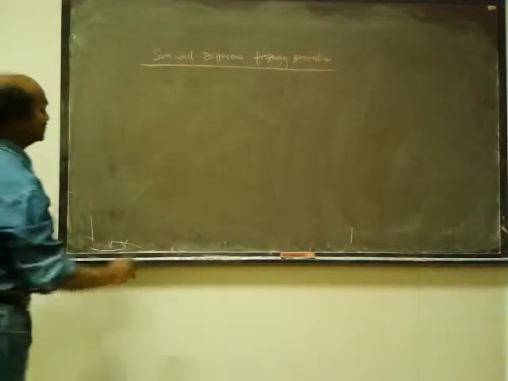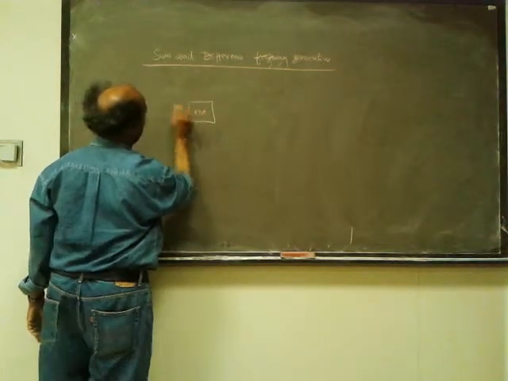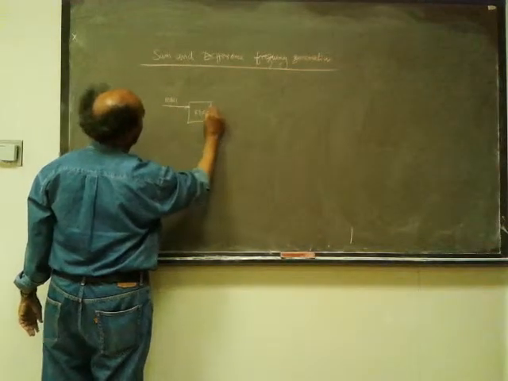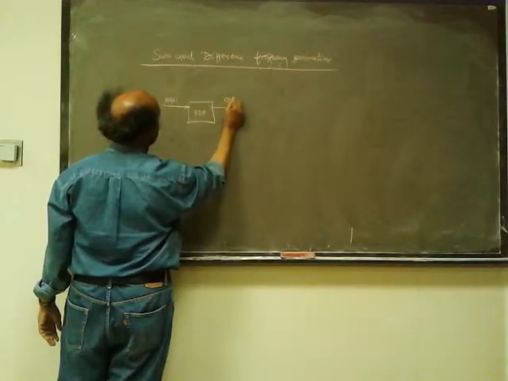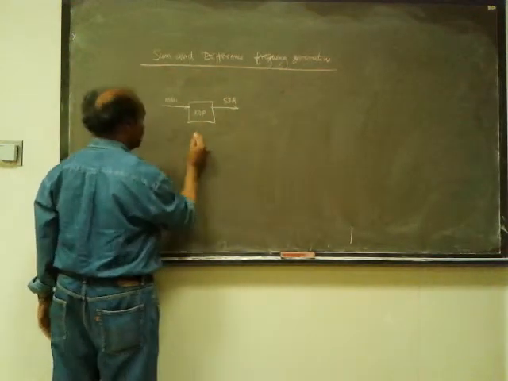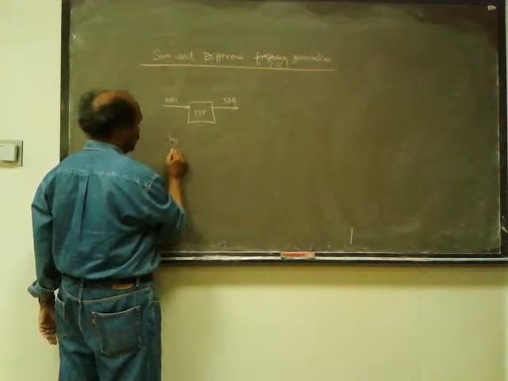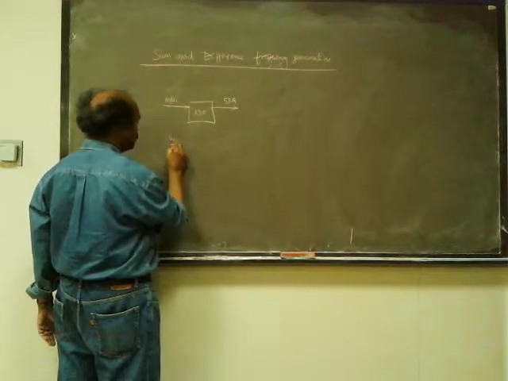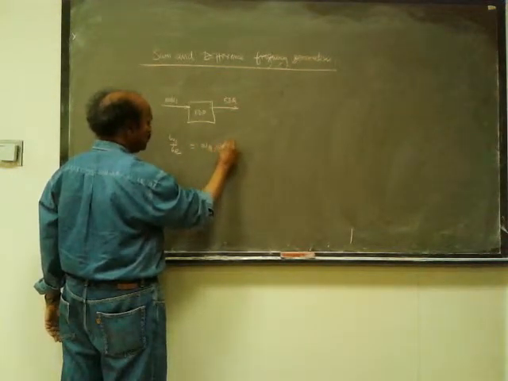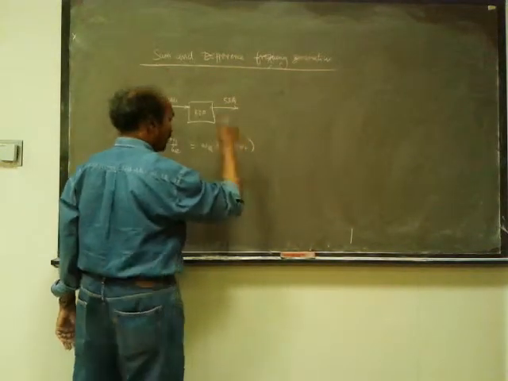It is something like this. Look at it. You have a KDP crystal. I put in 1064 and I get 532. I can imagine this is omega 1, omega 2. Both put together give me omega 2, which is equal to omega 1 plus omega 1, right?